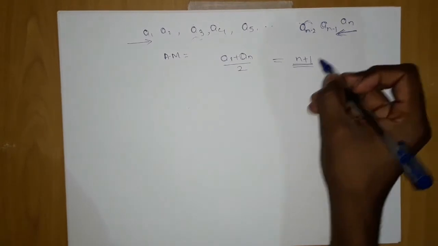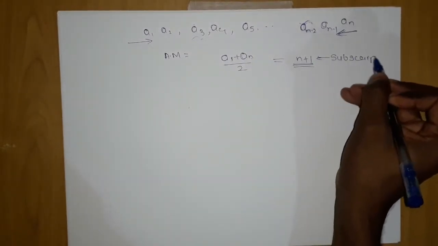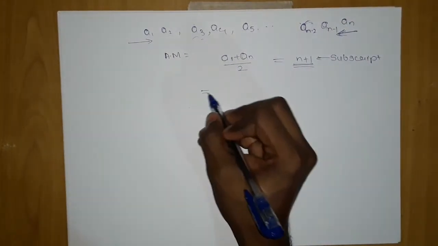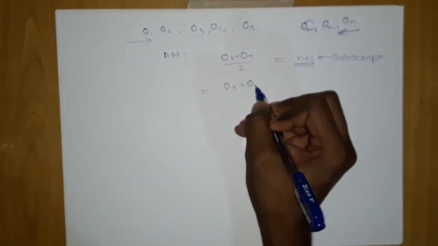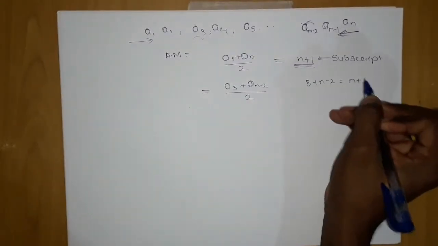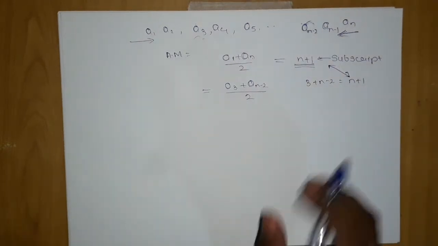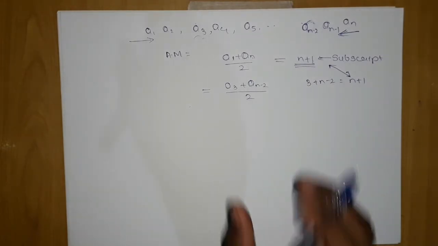Now, for example, this is the subscript. If I take this, AM is equal to this, and I can say it is also equal to, if I take a3, then I have to take an minus 2, upon 2. The 3 plus n minus 2 is nothing but n plus 1. The subscript sum is the same. Both subscript sums are the same, so the subscript sum should be the same. If it is the same, then you can get the AM value by any terms.